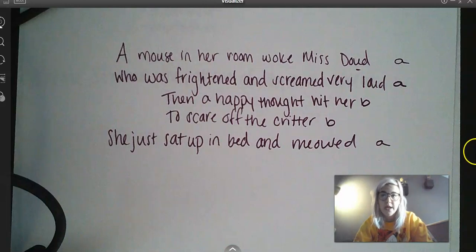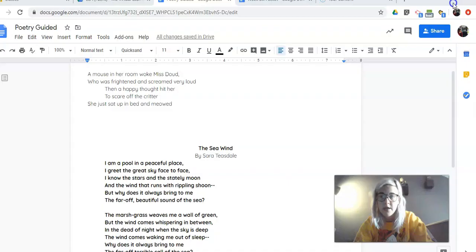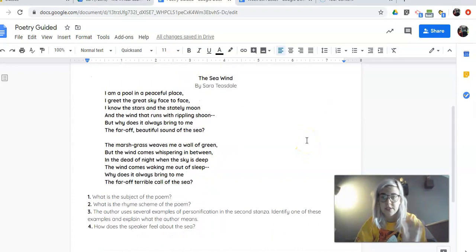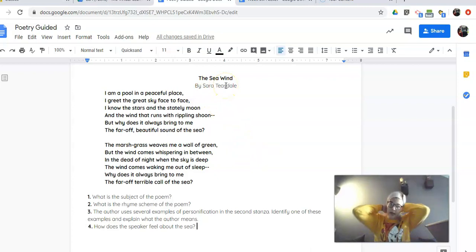So we'll do one other thing together, and I'll show you just how to answer a couple of questions and talk about a couple other things. Okay, so the sea wind. I am a pool in a peaceful place. I greet the great sky face to face. I know the stars and the stately moon, and the wind that runs with rippling shoon.